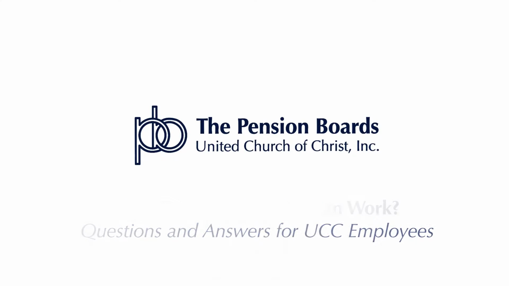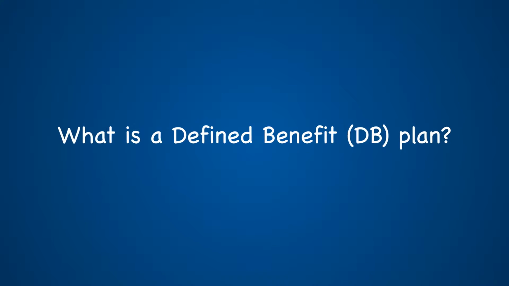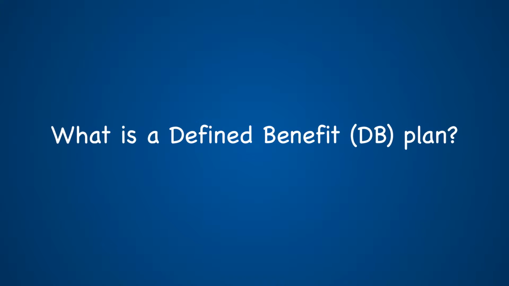This video segment discusses the common types of pension programs found in the marketplace and compares them to the annuity plan administered by the pension boards. Let's start with a description of a defined benefit plan, commonly referred to as a DB plan.